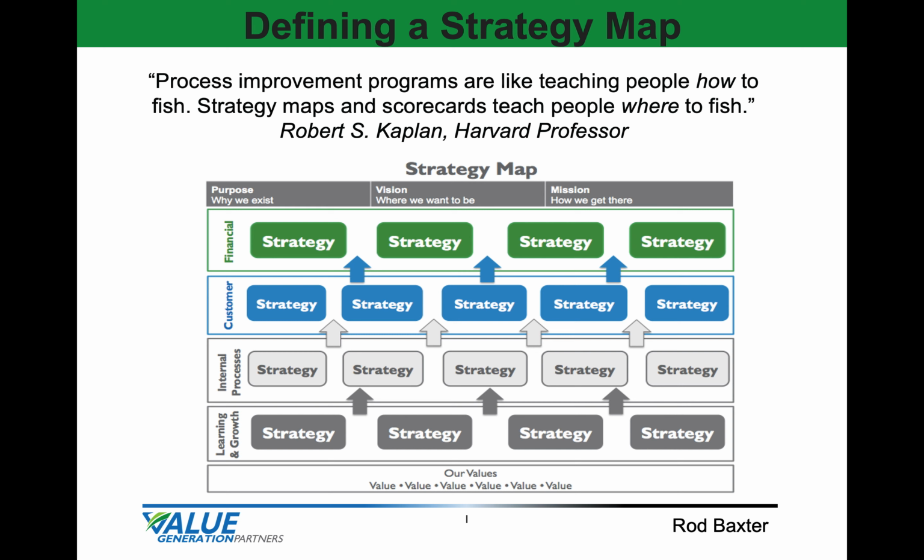We're going to review the approach of defining and deploying a strategy map. I like this quote by Robert Kaplan. Process improvement programs are like teaching people how to fish. Strategy maps and scorecards teach people where to fish. Clearly defined, communicated strategic direction and objectives are critical to the performance and success of an organization.